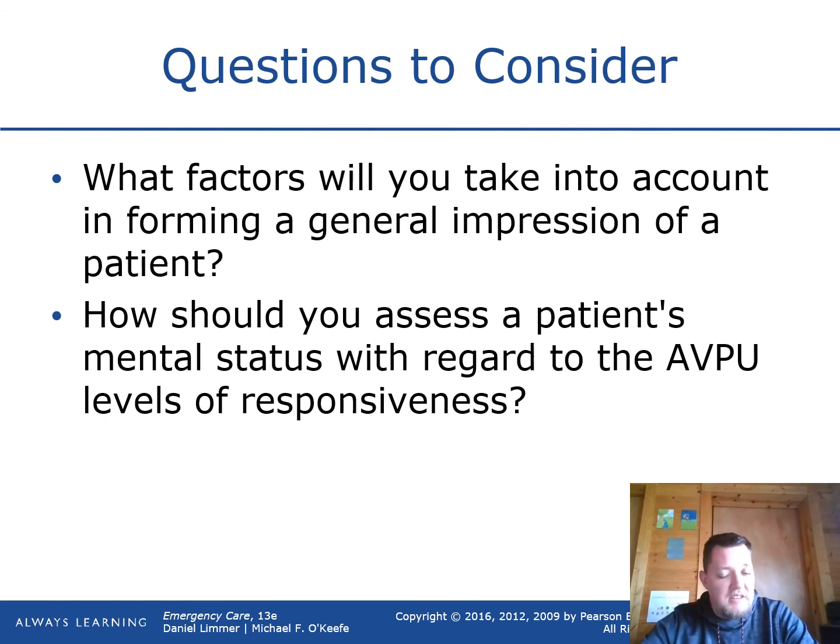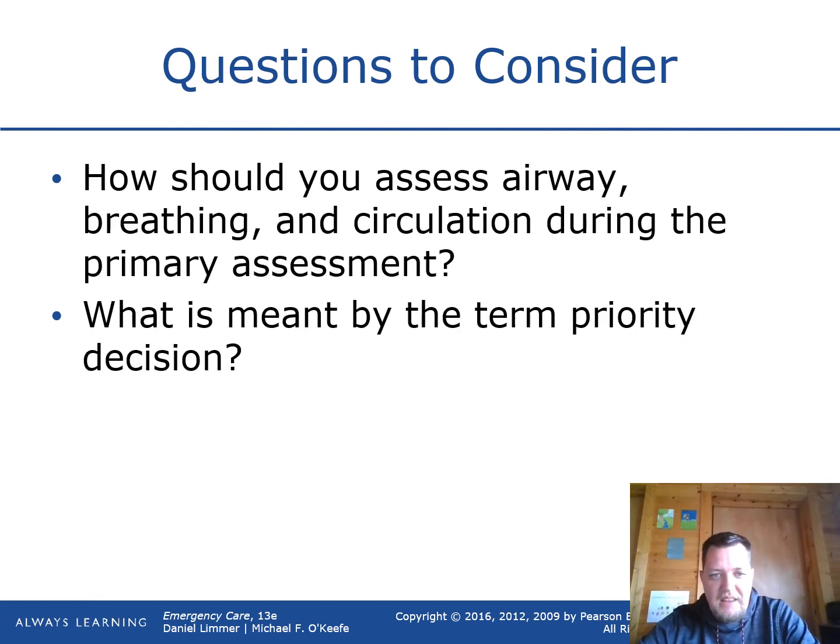So some questions to think about as we get done and wrap up. What factors will you take into account in forming a general impression of the patient? How should you assess a patient's mental status with regard to the AVPU levels of responsiveness? How should you assess airway, breathing, and circulation during the primary assessment? And what is meant by the term priority decision?